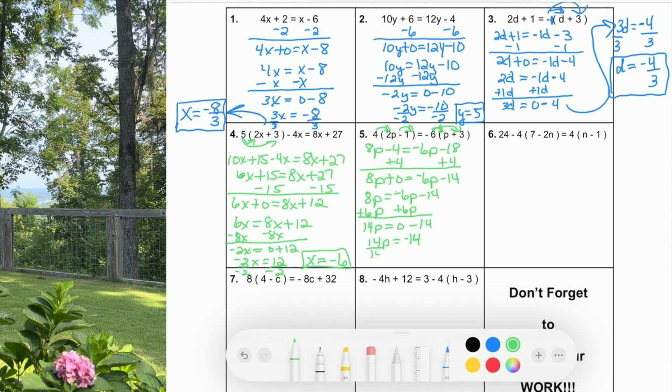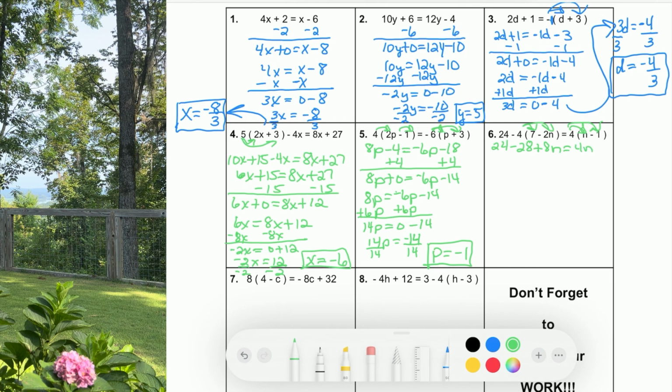Now I'm going to divide both sides by 14, and I get p equals negative 1. Good. All right, number 6. Let's see here. We've got distributive that we need to use on both sides here. Okay, so I have 24 minus 28. Negative 4 times negative 2 is going to give us a plus 8n.